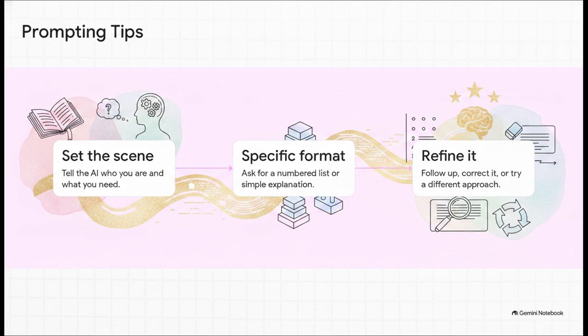Tell the AI who you are. For example, you can literally type, "I am a 70-year-old beginner, explain how to use Zoom in simple steps." Giving it that context really helps the AI tailor its answer so it doesn't use all that confusing tech jargon.